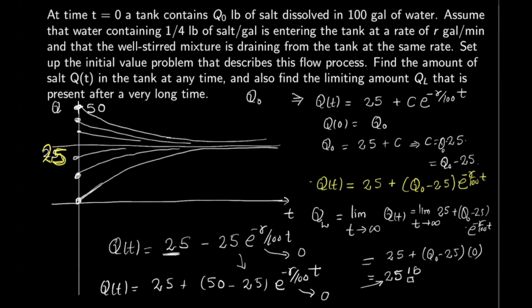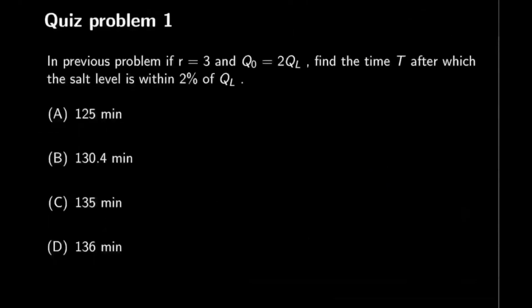Next, I will give you a few quiz problems to practice in this section. Here is the first quiz problem. I have given you R, and I have given you the initial amount of salt, which is 50, because Q of L was 25. You have to calculate the final time T at which you are within 2% of Q of L, which is 25. Please pause the video for a few minutes and work on this problem.